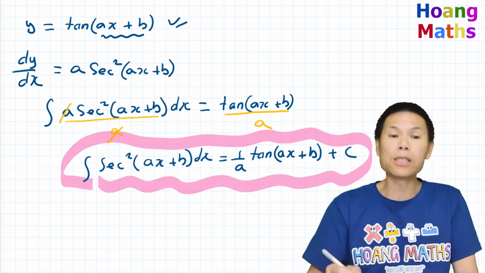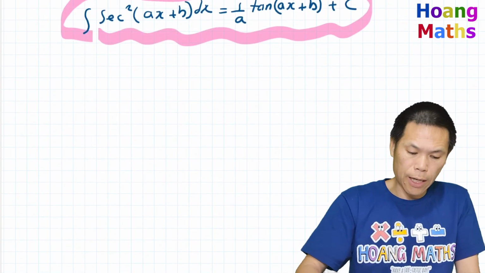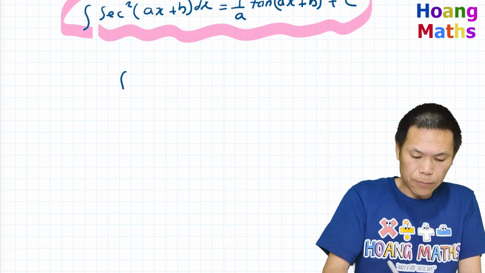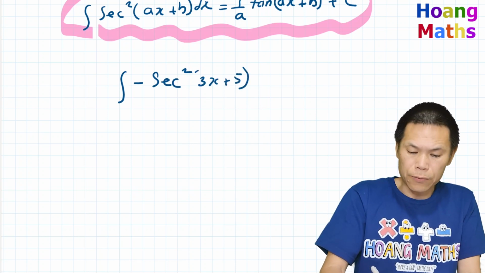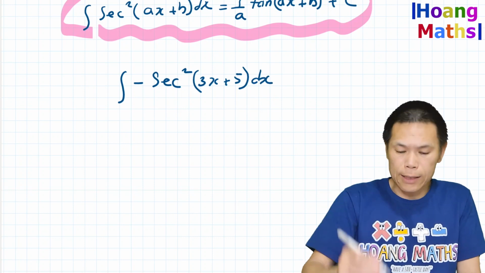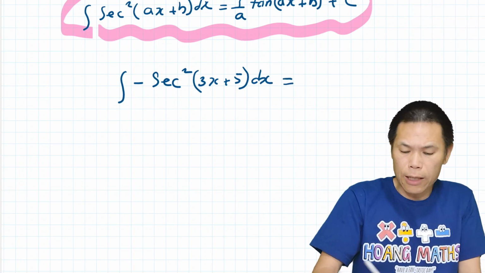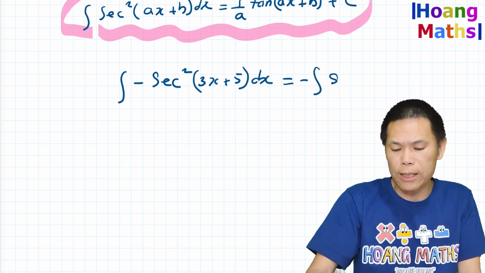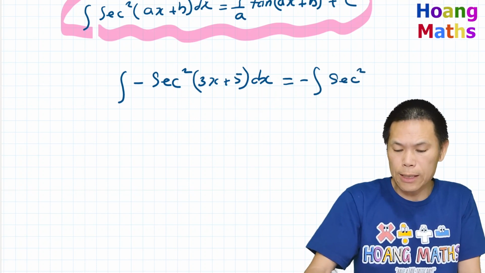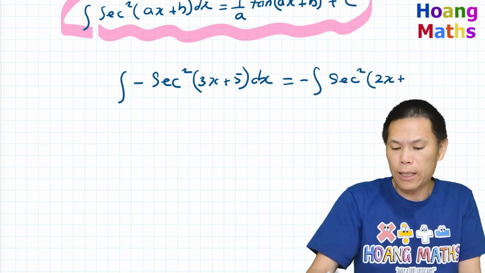So we're going to use this. For example, let's say we want to integrate negative sec square of 3x plus 5 dx. And this is exactly the same, as the negative is a constant. I can just take it out, okay? You don't have to, but I can just rewrite this so you can see it easier, simpler if you like. This is exactly the same, right?